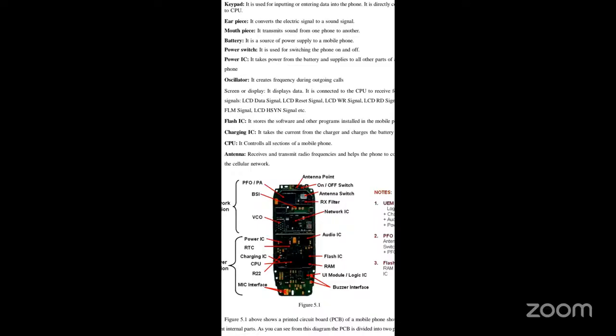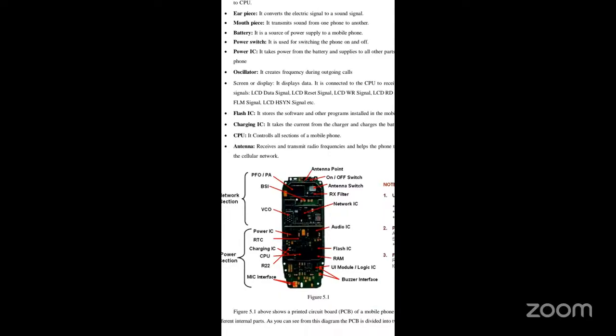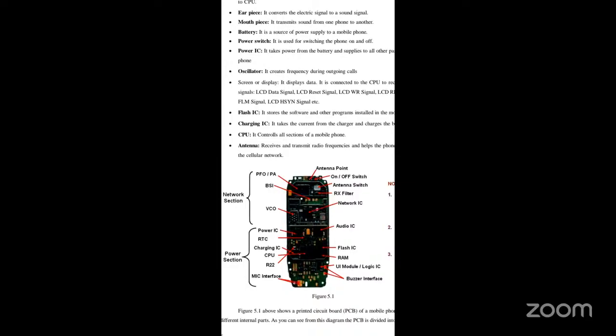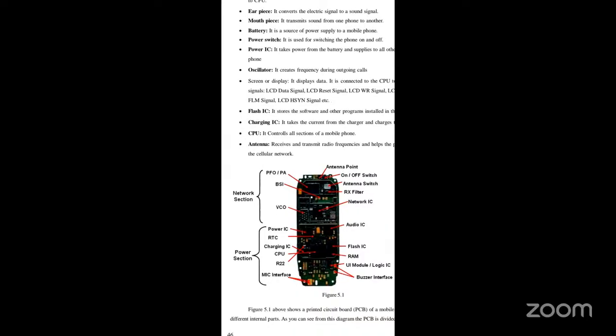Flash IC. It stores the software and other programs installed in the mobile phone. Charging IC. It takes the current from the charger and charges the battery. CPU. It controls all the sections of the mobile phone.